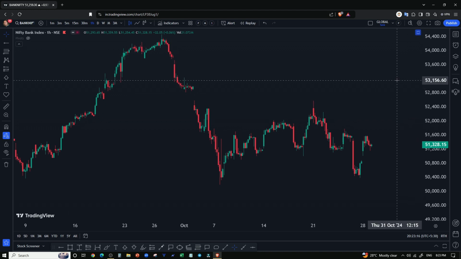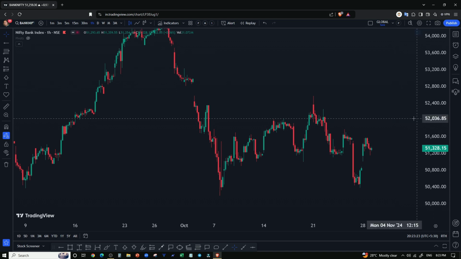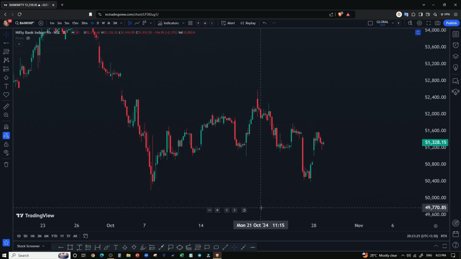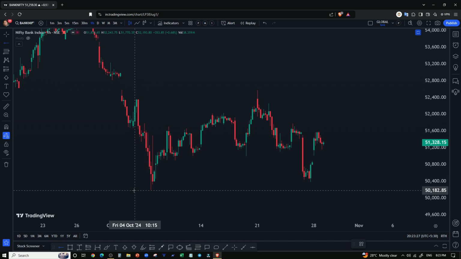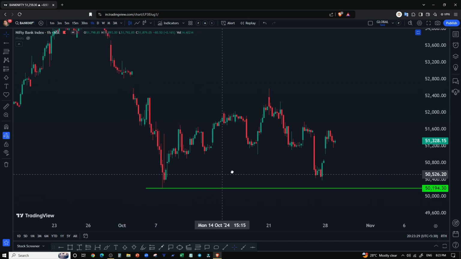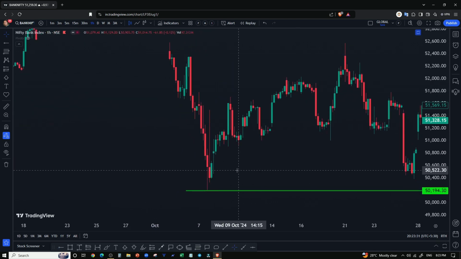I have taken the Bank Nifty chart, hourly time frame. Okay, price action can work on any time frame. For time being, I am using the 1 hour time frame. I am just marking the support and resistance levels. So I just marked the previous swing point.